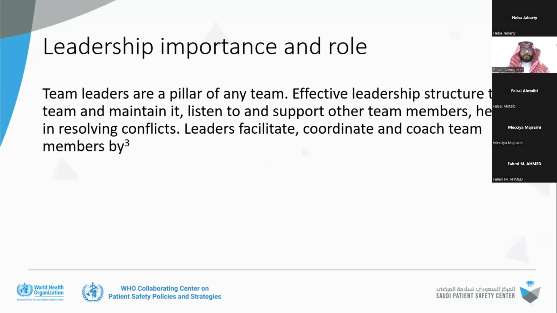So, is it important to have leadership, and what is their role as leaders? The team leaders form the pillar of any team. Effective leadership structures the team and maintains it. They listen to and support other team members, help in resolving conflicts, and also facilitate, coordinate and coach the team members.